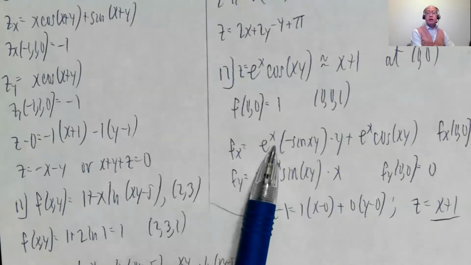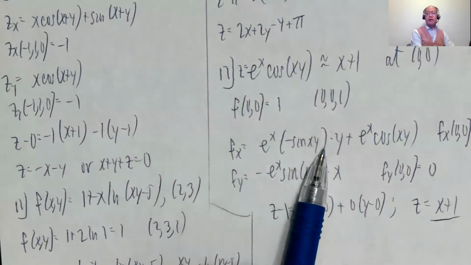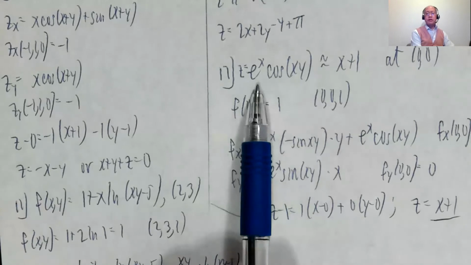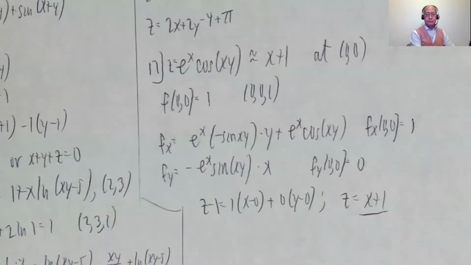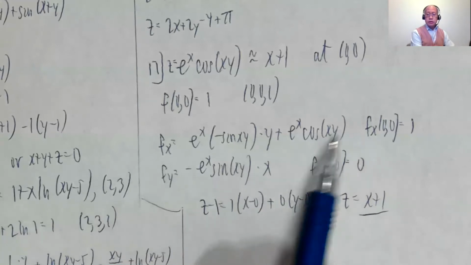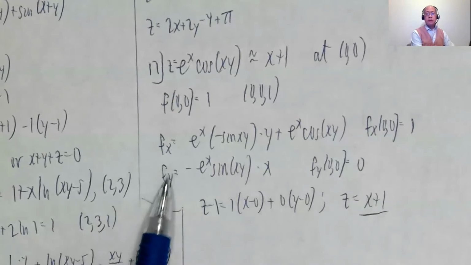First times derivative of the second: negative sine xy times derivative with respect to x, which is y, plus second, cosine xy, times derivative of the first, which is just e to the x. Plug in (0, 0): sine of 0 is 0, times 0, plus cosine 0 is 1. e to the 0 is 1, 1 times 1 is 1.